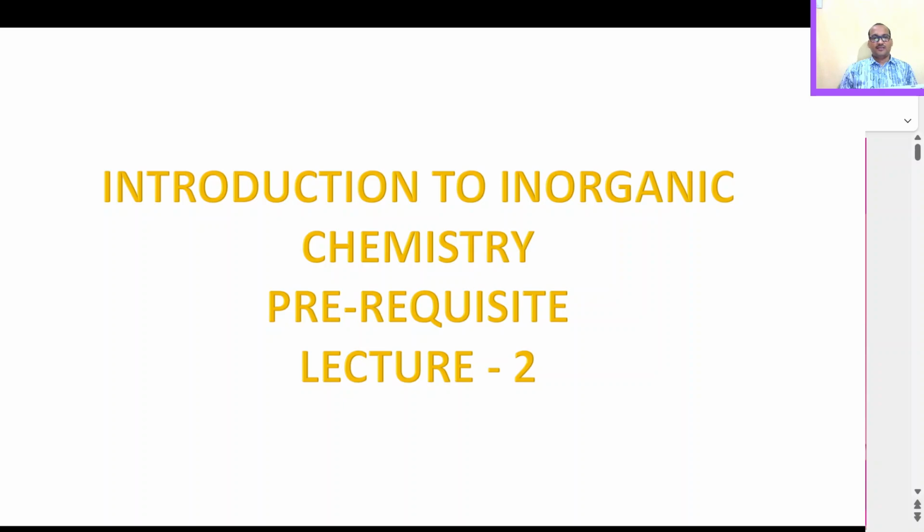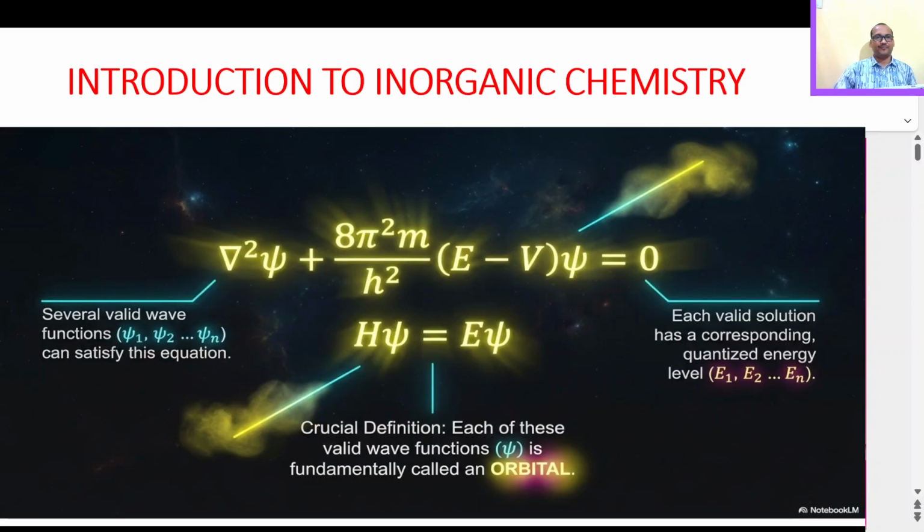So let's discuss lecture 2 of Introduction to Inorganic Chemistry. Last class we talked about the Schrödinger wave equation, which is del square psi plus 8 pi square m upon h square (E minus V) psi equal to 0. Or in short we can write H psi equal to E psi, where psi is called the wave function and it fundamentally represents an orbital.